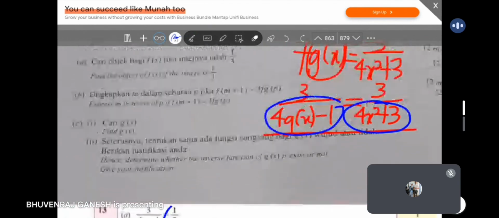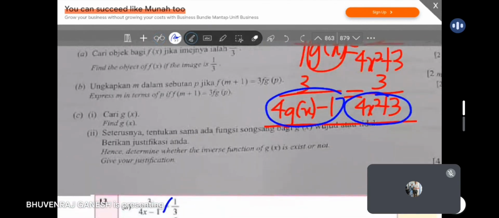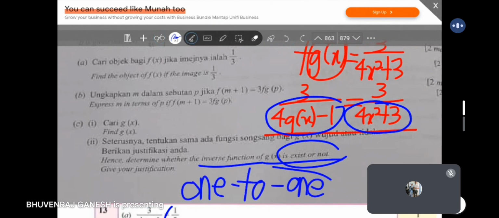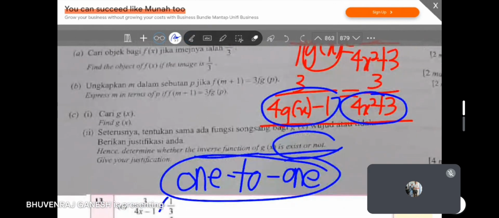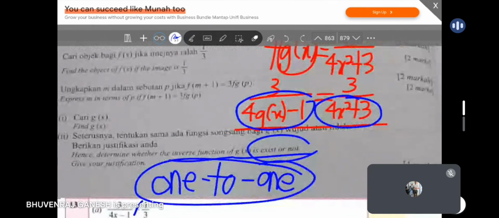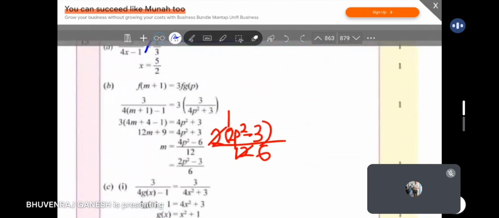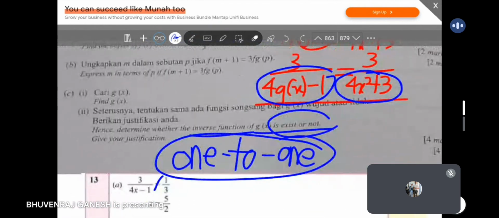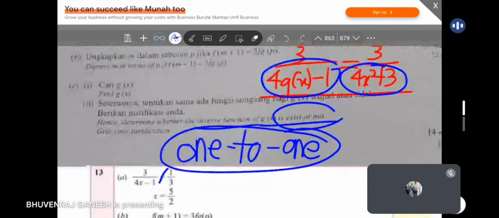Okay, and then for C2, they ask you to determine whether the inverse function exists or not. Adakah fungsi songsang wujud ke tak? Okay, so how to know whether inverse function exists? Always remember only one-to-one function have inverse function. Okay, hanya fungsi 1 kepada 1 ada fungsi songsang. Okay, that is the concept over here. Inilah konsep dia. Sorry, not 4 mark. Just now question was 2 mark. So means C2 is also 2 mark. 2 markah.